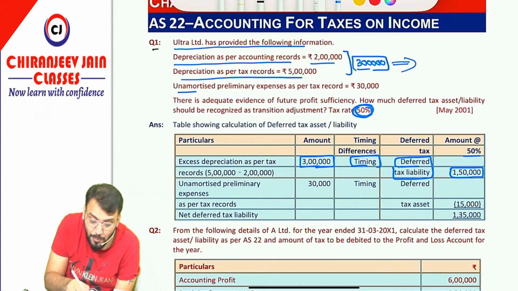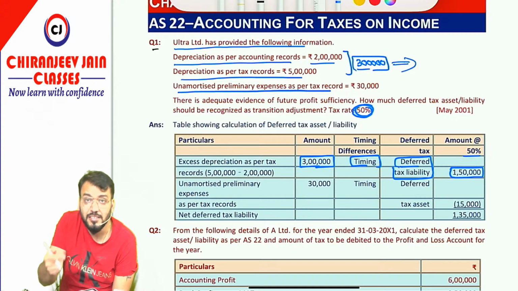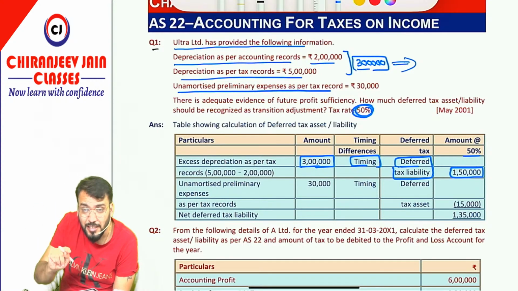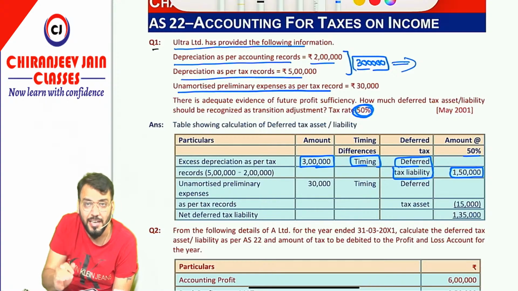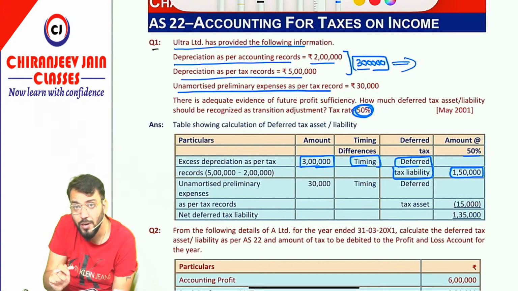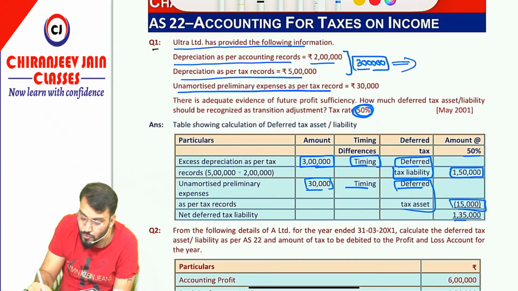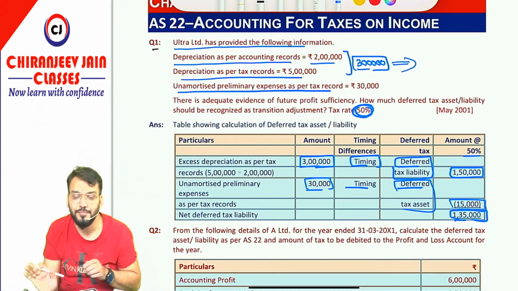Understood? Unamortized preliminary expenses as per the Income Tax Act. This is actually disallowed and will be allowed in future. Such preliminary expense is unamortized, meaning disallowed in the current year, which will be allowed in future. It will be deducted from our taxable profit in future, so in future we are paying lower tax and right now we have paid higher tax. This is recoverable in future, therefore we need to recognize DTA on that. So 30,000 is a timing difference, deferred tax asset will be recognized, and on 30,000 at 50% it is 15,000. So net deferred tax liability is 1,35,000. This is the answer.